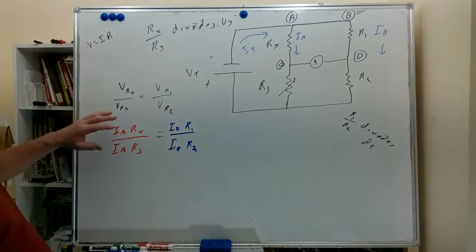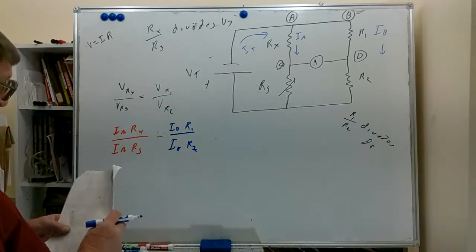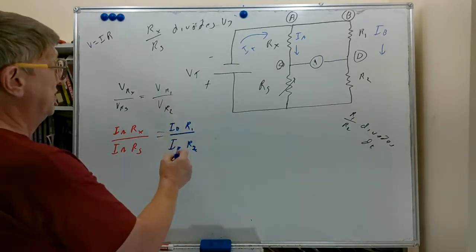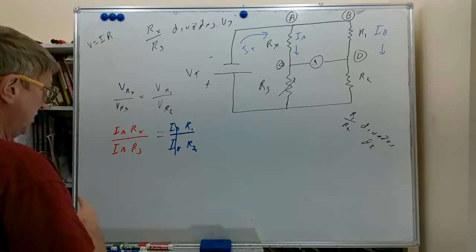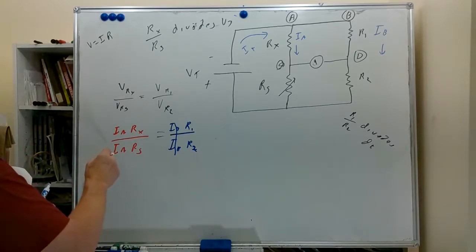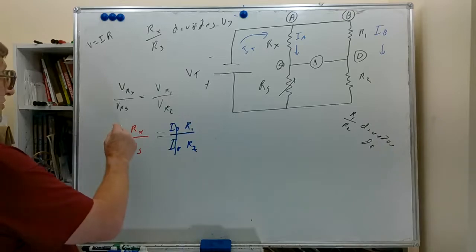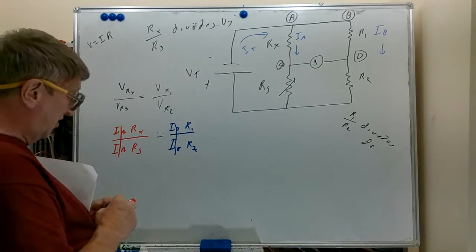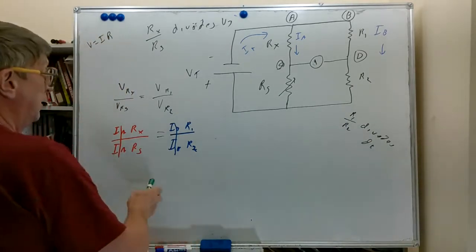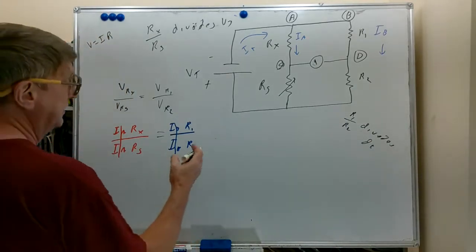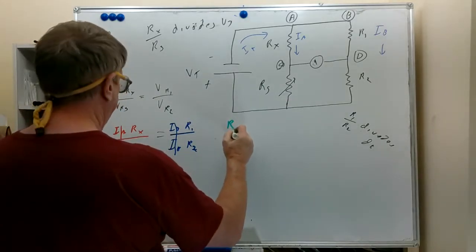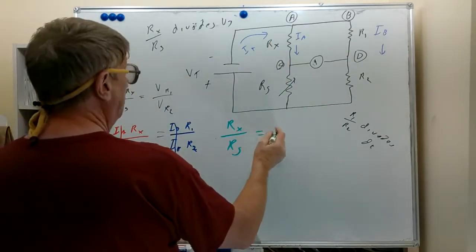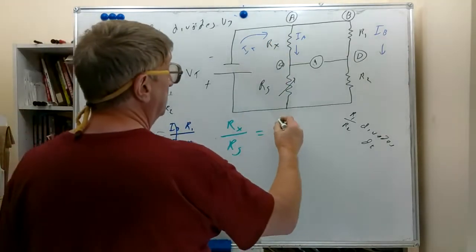So here we have the voltage ratios. But you might note that IB is a factor in both the numerator and the denominator, so we can cancel that out. We have IA as a factor in both the numerator and denominator on this side. We can cancel that out. And that takes us to kind of where we started a few minutes ago. Basically it says that Rx divided by Rs, the ratio of the resistances, is equal to R1 divided by R2.